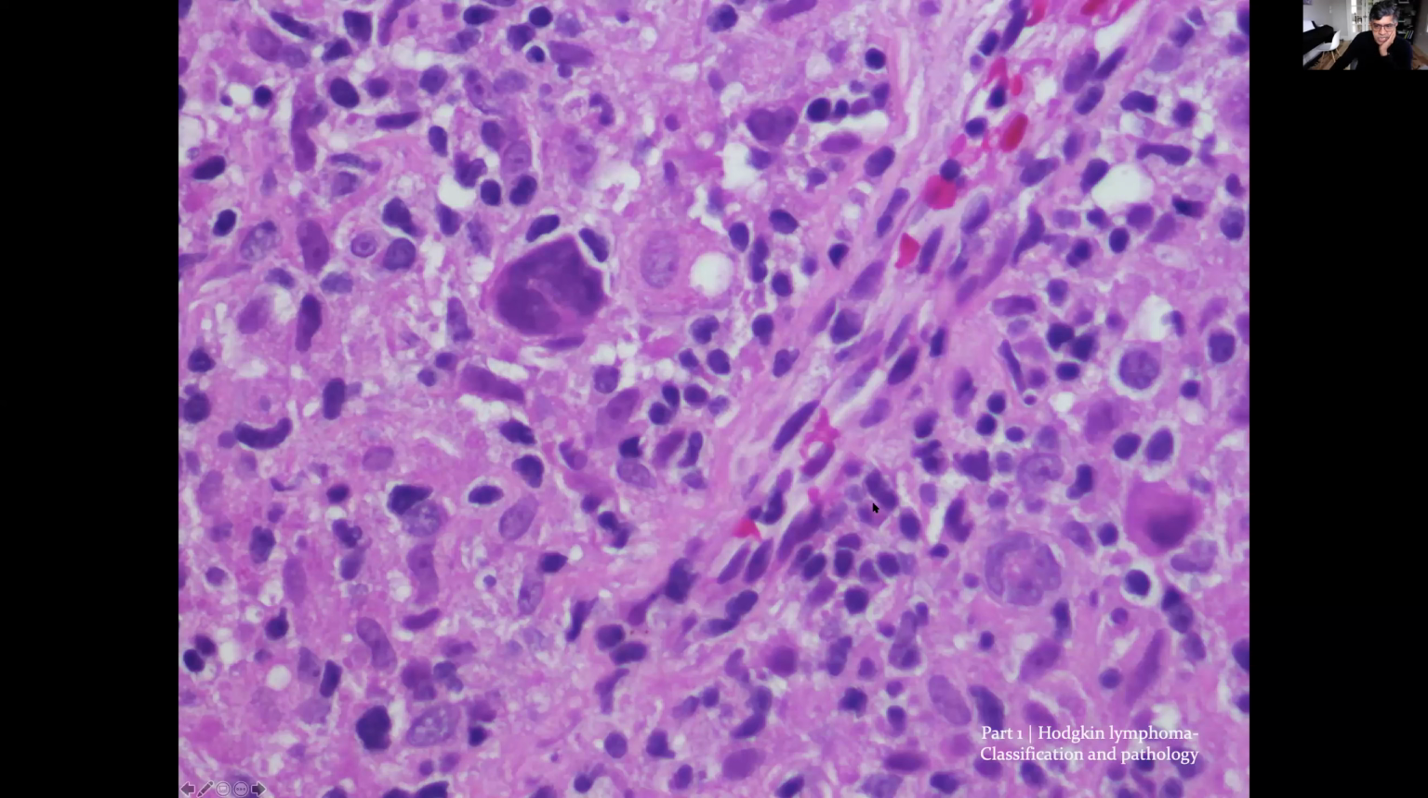And so this is 1 cell, 2 cells, 3 cells, maybe some 4 cells there, sitting in a sea of what look like numerous histiocytes. So all the pink in the background is coming from histiocyte cytoplasm. So this is your typical classical Hodgkin lymphoma.